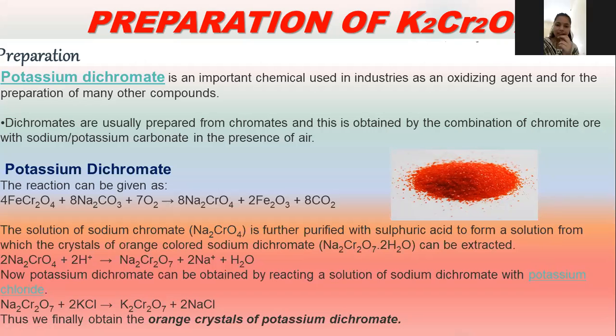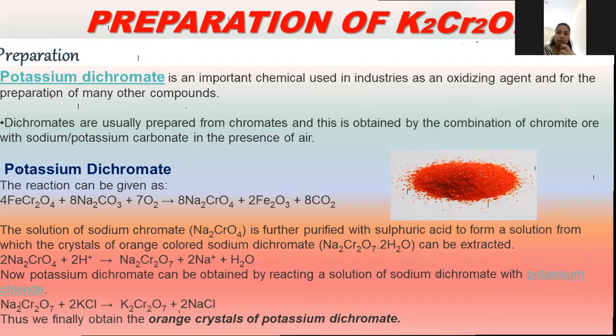Sodium chromate reacts with acid and forms sodium dichromate plus Na2SO4 plus water. Potassium dichromate can be obtained by reacting a solution of sodium dichromate with potassium chloride. When sodium dichromate reacts with potassium chloride, it gives potassium dichromate plus sodium chloride. We can finally obtain the orange crystals of potassium dichromate.